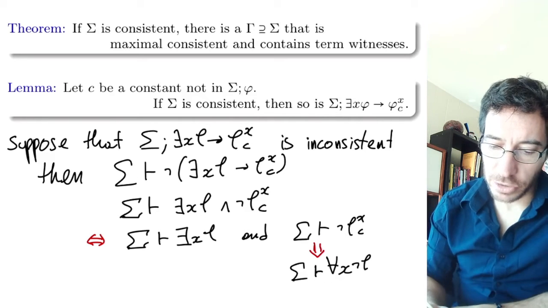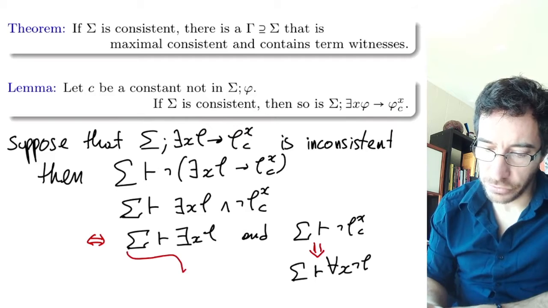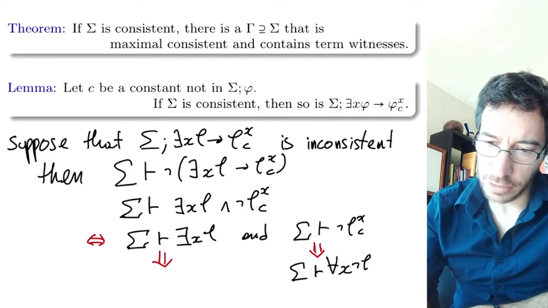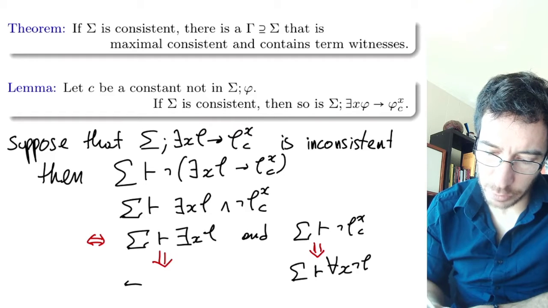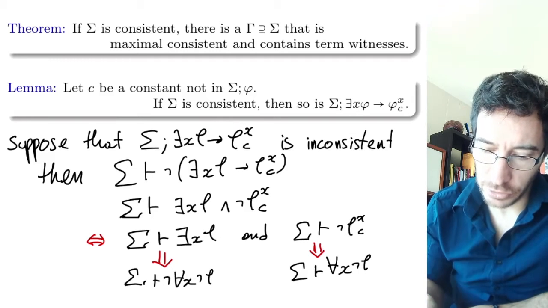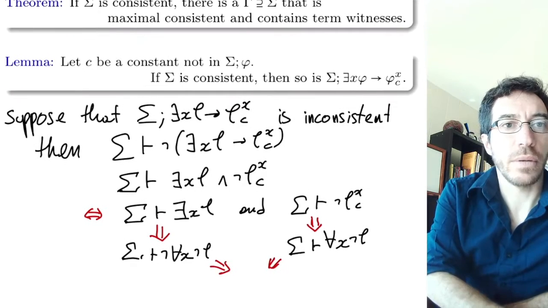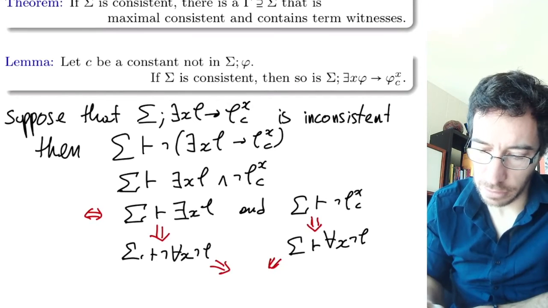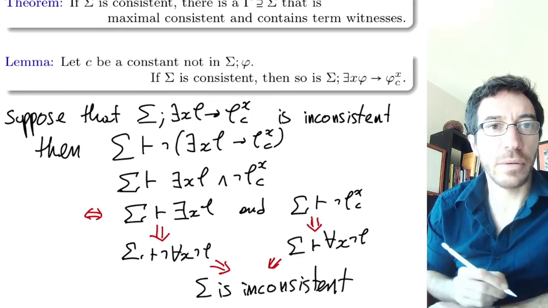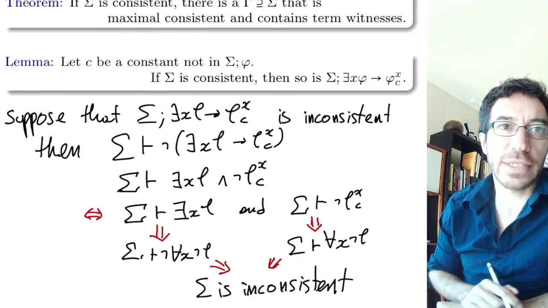And we get the contradiction right from here. So let's do one more step. This is the same thing as saying sigma proves not for every x not phi. And now putting these two together, we get that sigma is inconsistent because it proves something and the negation of that something.